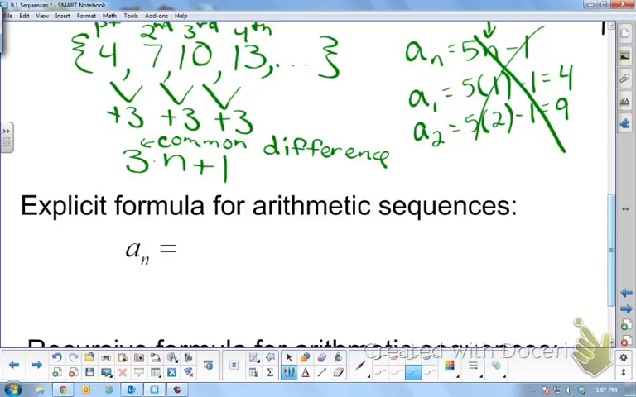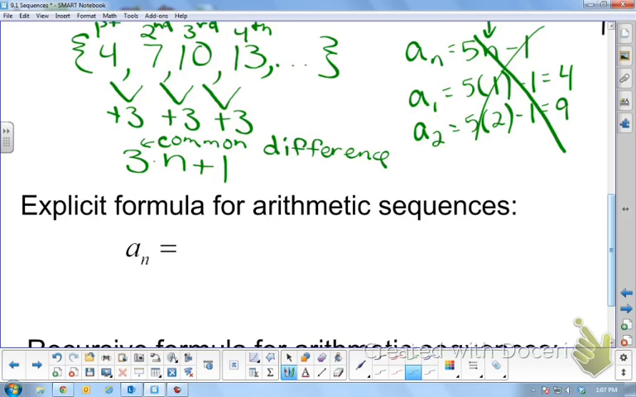So we have 2 formulas for our arithmetic sequences. Explicit formulas and recursive formulas. What we found here, this was our explicit formula. This could help us find any term we want. We could plug in 1,000,000, and the 1,000,000th term would be 3,000,001.